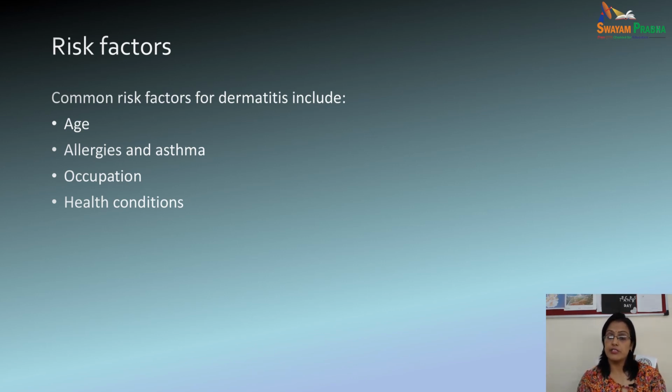Okay, risk factors. This is one: age is one risk factor. Second is allergies and asthma. People who have a personal or family history of eczema or allergy, like allergy, hay fever, and asthma, are more likely to develop atopic dermatitis.